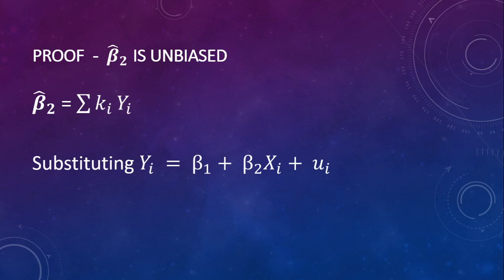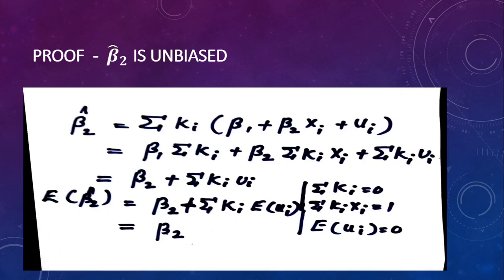Now let us prove that beta 2 hat is unbiased. We know that beta 2 hat is equal to sigma ki yi. That we have examined in the last step. So let us substitute yi is equal to beta 1 plus beta 2 xi plus ui, where this is the population regression function. We are substituting that. When we substitute that, we get like this. Beta 2 hat is equal to sigma ki into beta 1 plus beta 2 xi plus ui.